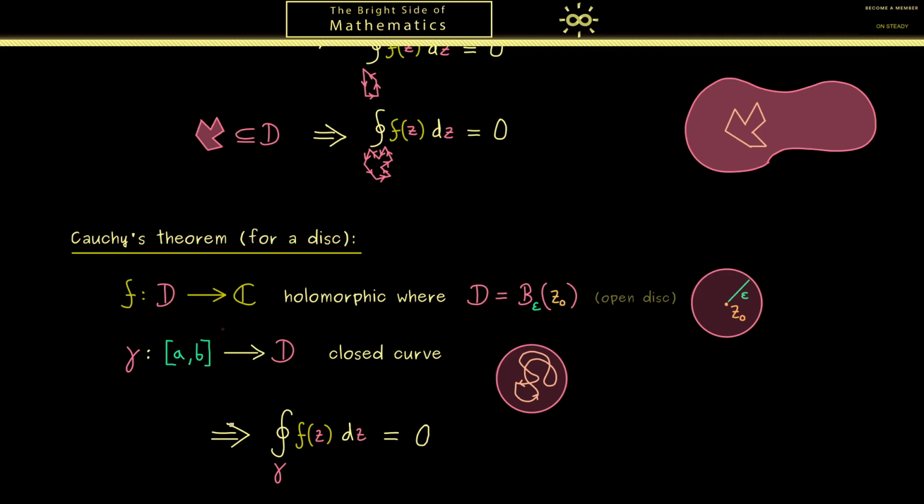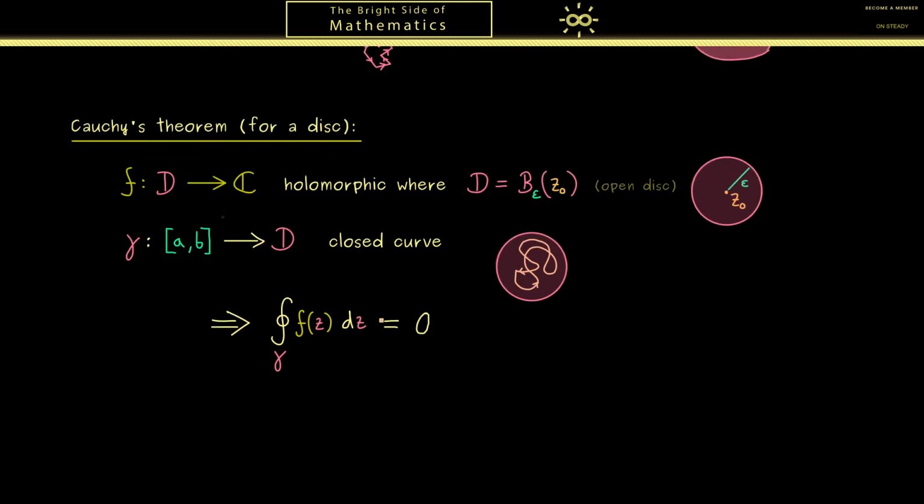Because here, the contour integral is 0 for every possible shape the curve gamma can take, even if it's not a polygon. So for example, also a circle inside the domain here would work. Okay, now of course, you want to ask about the proof of this nice statement here.